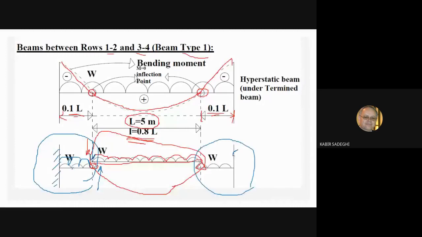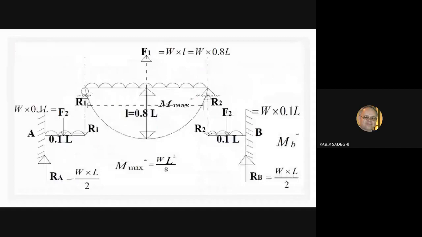Now let's see what the values are. Okay, simply supported, very clearly, this is L and M max is at the middle. If you calculate, M max equals W, this is L small, it was written wrong by a student. Yeah, this is a note from a student in class. This is W L small squared over 8. And the reaction here we call R1.